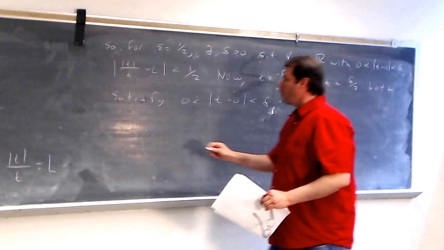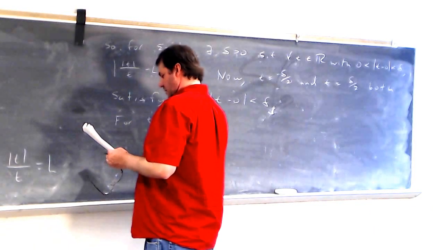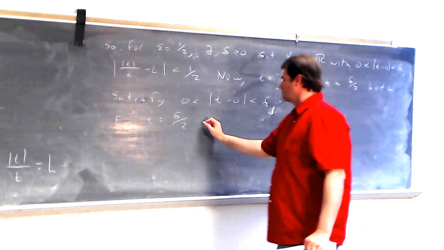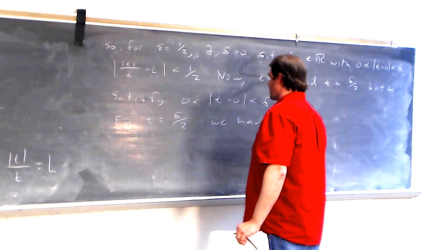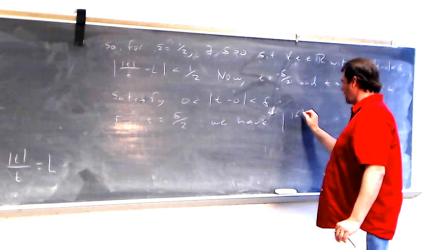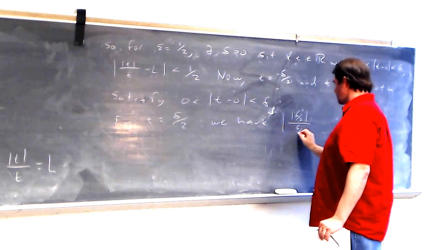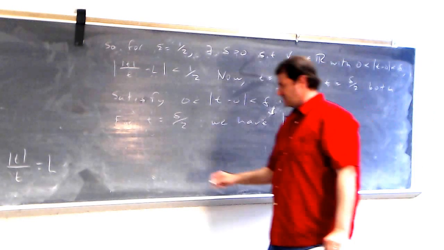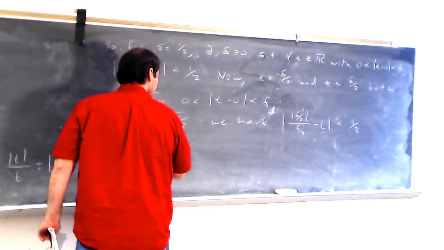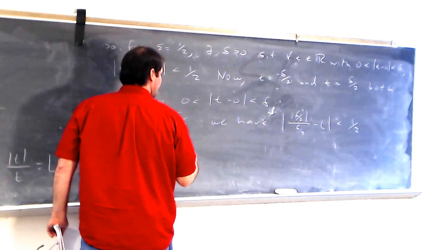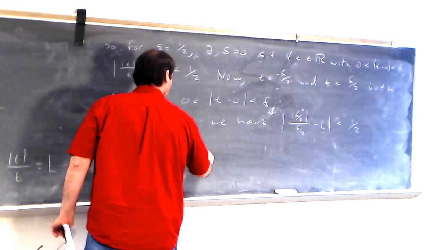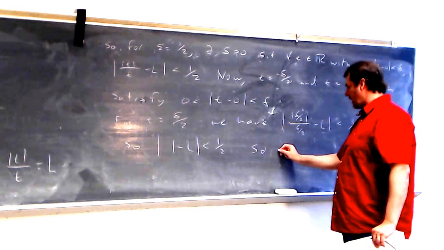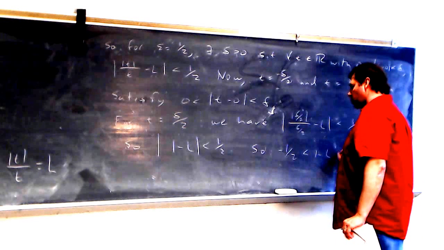Okay. For t equaling delta over 2, we have the absolute value of delta over 2 over delta over 2 minus L will be less than 1/2. Simplifying this, the absolute value of delta over 2 is just delta over 2, over delta over 2 is 1. So the absolute value of 1 minus L is going to be less than 1/2. So this says that minus 1/2 is less than 1 minus L, which is less than positive 1/2.